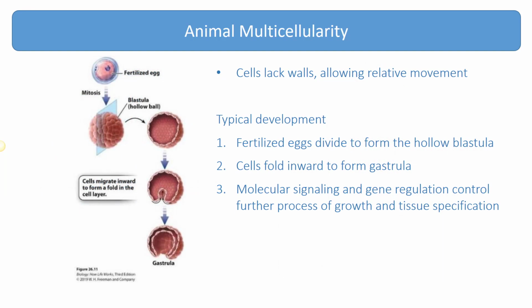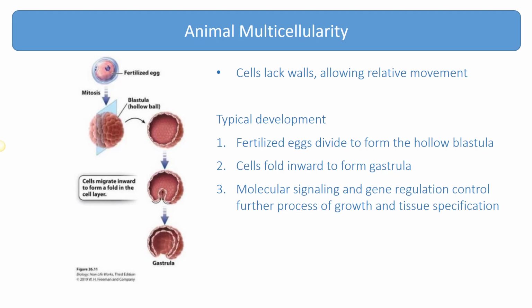In contrast, animal cells are not constrained by cell walls like plant cells are. Therefore, animal cells can move relative to one another. In the typical animal development process, fertilized eggs undergo several rounds of mitosis or cellular division, forming a ball of undifferentiated cells called a blastula.